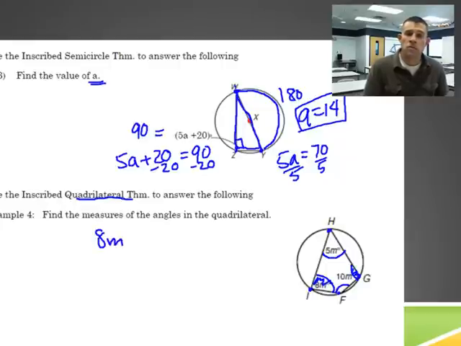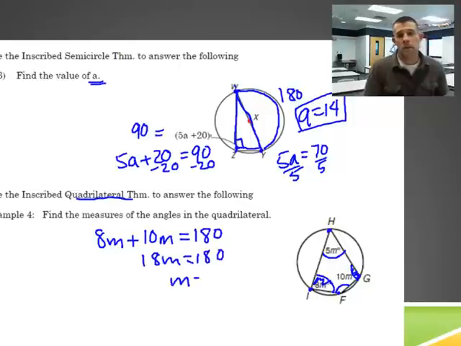So I'm going to start there with those two angles that I know. Set those equal to 180. That's 18M equals 180, which would make M equal to 10. Now I can go back and find the value of each angle. So angle H must be 5 times 10, or 50. I is going to be equal to 80. G is going to be equal to 10 times 10, which is 100.